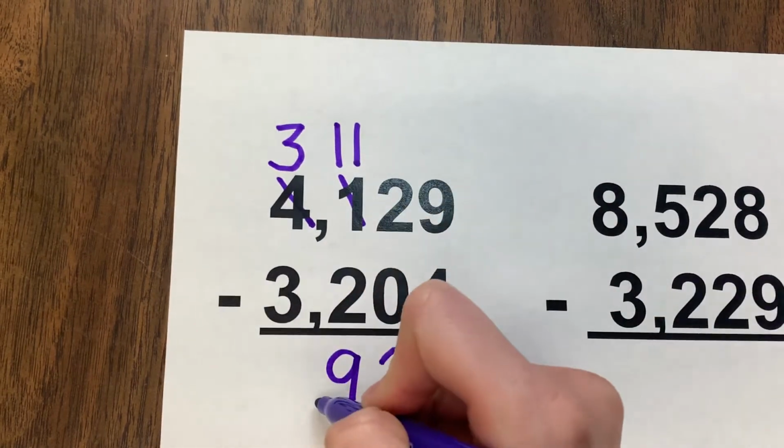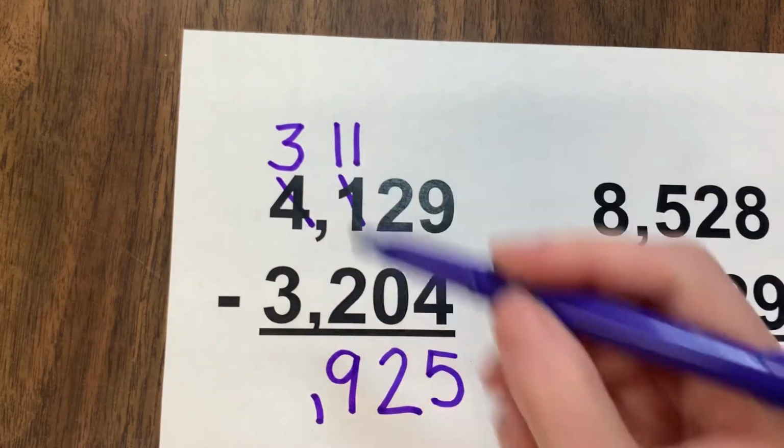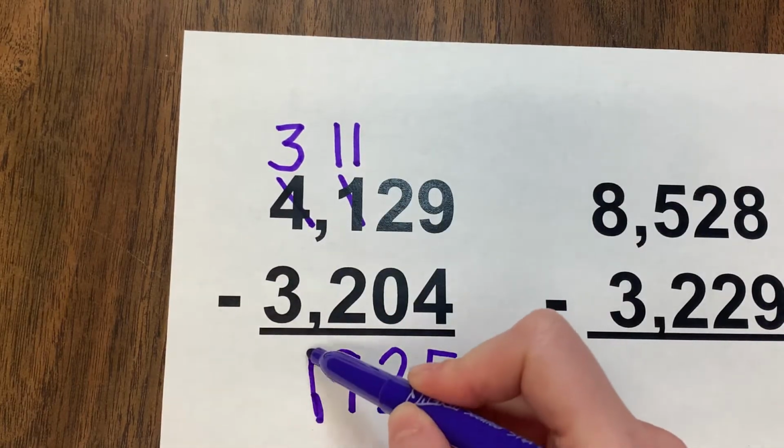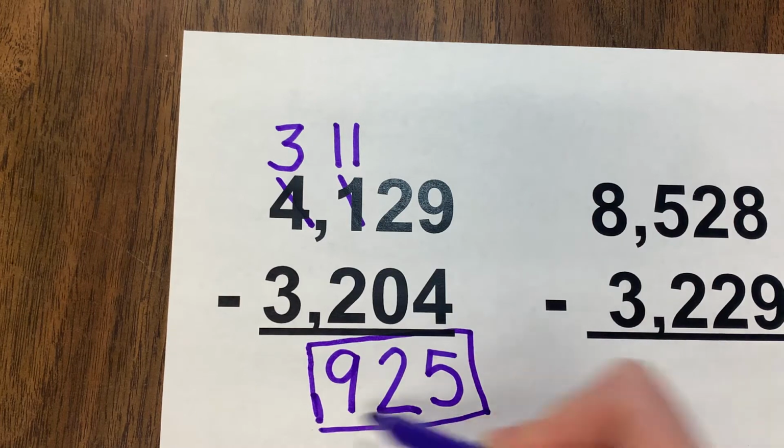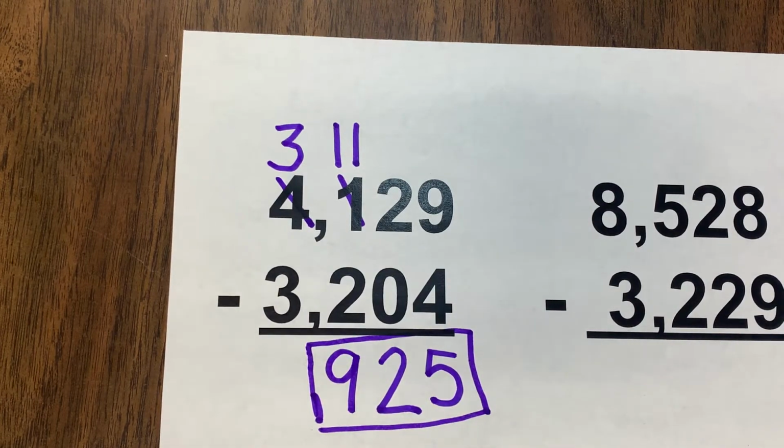Don't forget to bring the comma down. And 3 minus 3 is 0. So your answer would actually just be 925. You don't need to include that 0 before it.